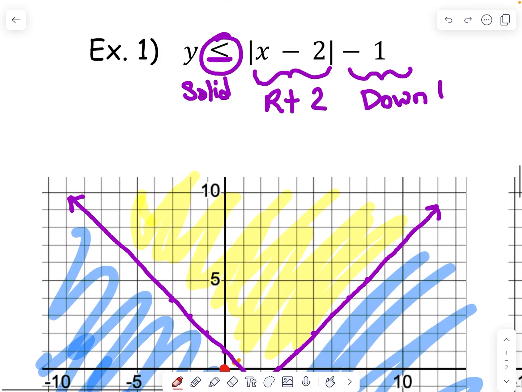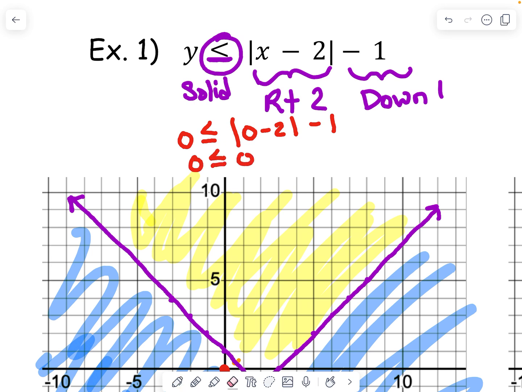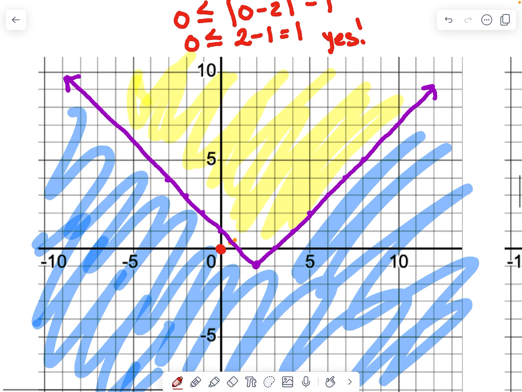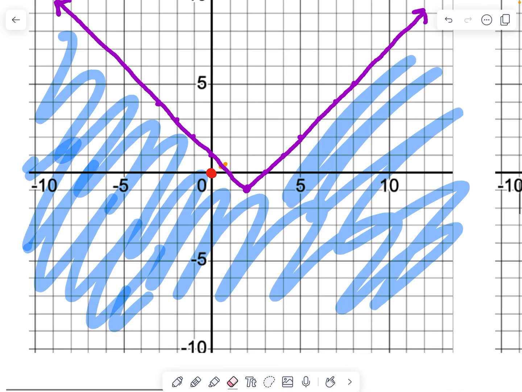So I go into my inequality and I put 0 in for y and 0 in for x, and I see if it's a true statement. Is 0 less than or equal to 2 minus 1? So is 0 less than or equal to 1? Oh, yeah, it is. So 0 is less than 1, so that means that that is true. So what do you think? Are we keeping the blue or the yellow? Yep, you guessed it. We are keeping the blue because that's where all of the true answers were, okay?